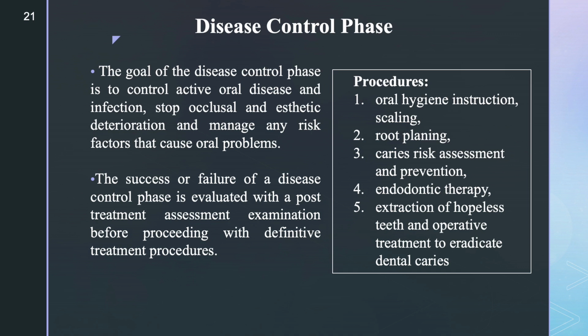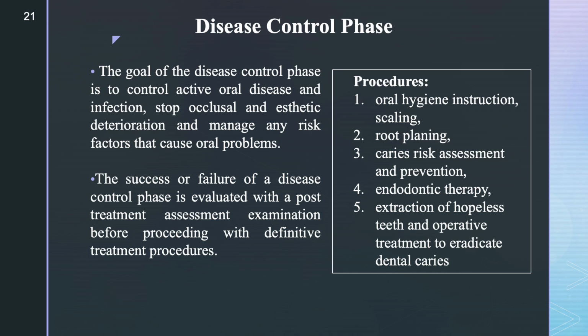And the success and failure of a disease control phase is evaluated with a post-treatment assessment examination before proceeding with a definitive treatment option. And the treatments that are included in this disease control phase are oral hygiene instructions, scaling, root planing, caries risk assessment and prevention, endodontic therapy, and extraction of hopeless teeth and operative treatment to eradicate dental caries.